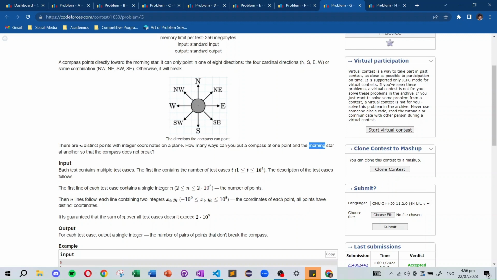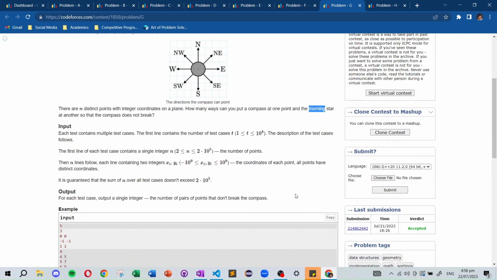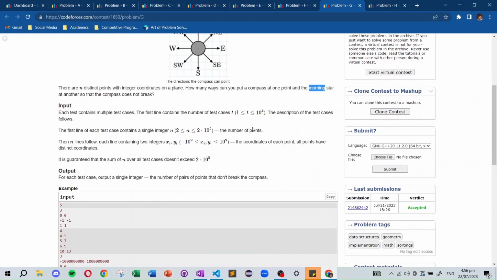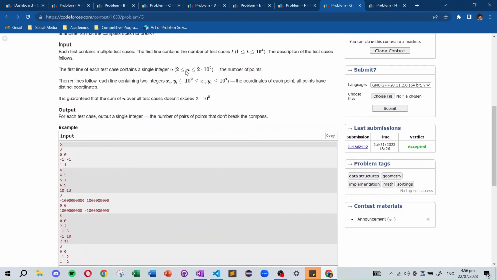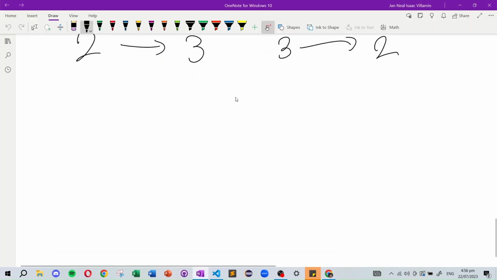So in an infinite grid or whatever, you must be able to place the compass and the morning star in such a way that the compass points towards the morning star. You're given a set of points, and you can only place the compass and the morning star in those points. And the number of points is at least 2. So what's the solution here?